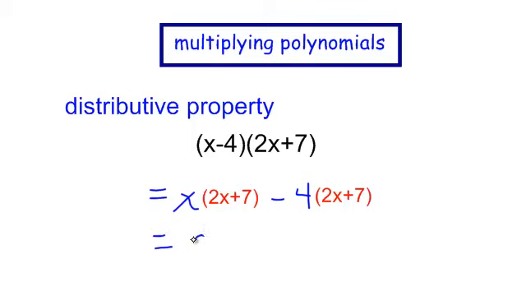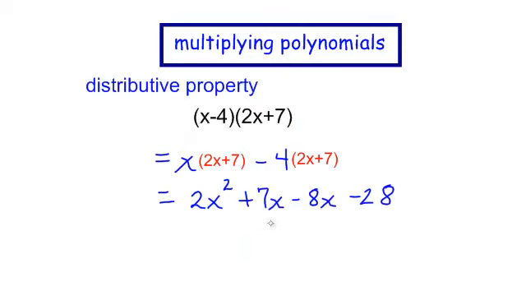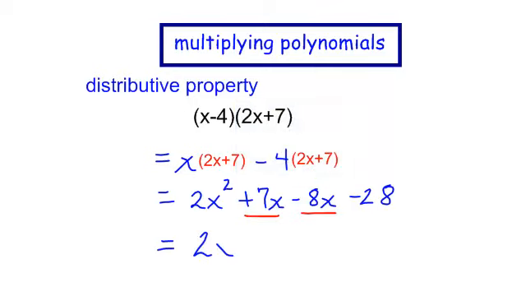X times 2x is 2x squared. X times 7 is 7x. Be careful here. Negative 4 times 2x is negative 8x. Negative 4 times 7 is negative 28. I have a few like terms here. I have a positive 7x and a negative 8x. It will be 2x squared minus 1x, or just x, minus 28.